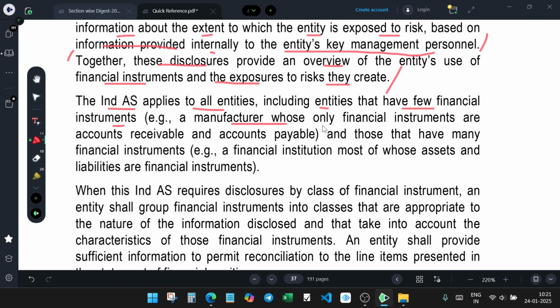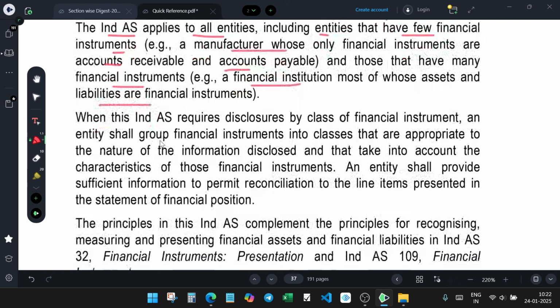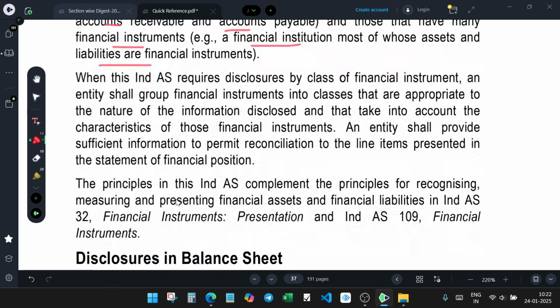The NDAs apply to all entities, including entities that have few financial instruments. For example, a manufacturer, whose financial instruments are accounts receivable and accounts payable. A financial institution has many financial instruments, as most of its assets and liabilities are financial instruments. NDAs apply to those entities, and they need to disclose. Non-NDAs entities do not need to disclose this.